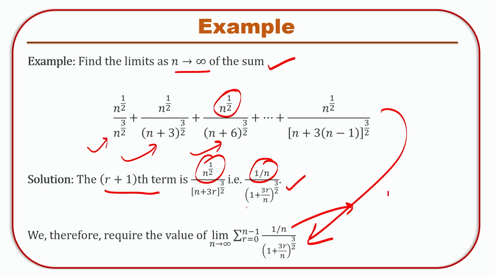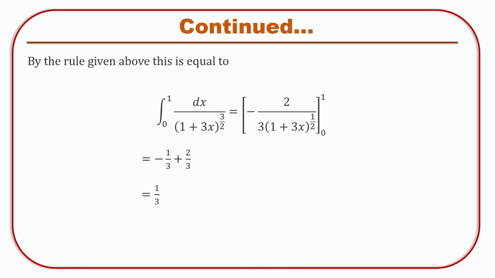Here 1 by n, now I will convert this one into an integration. 1 by n is equal to dx, and (1 + 3r/n)^(3/2) will be our f(x), right? And the limiting values here, from r equal to the first term to the last term, will be the upper and lower limits.